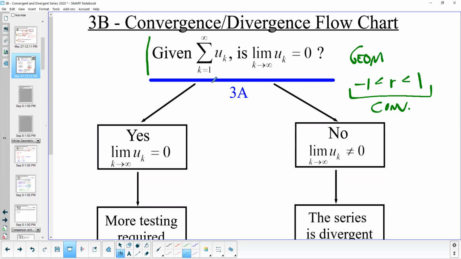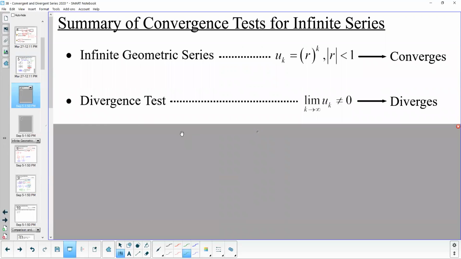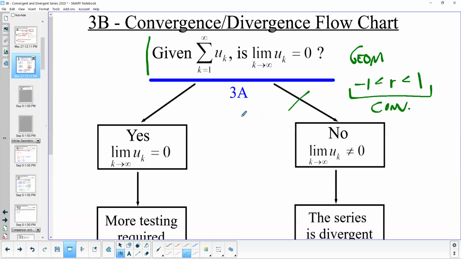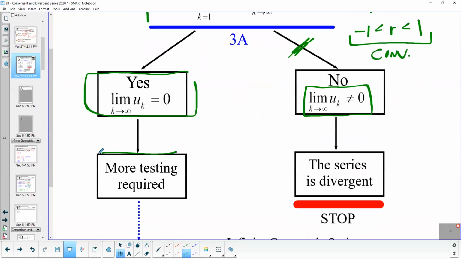If you cannot establish it as a geometric series, then the next test is to perform the divergence test. The divergence test simply says, evaluate the expression that's in your series, and if the limit as k approaches infinity does not equal 0, then we know that our series diverges and we're done. But then looking at our flow chart, if it's not geometric, and we establish that the limit as k approaches infinity of our rule does equal 0, then we need some more tests.